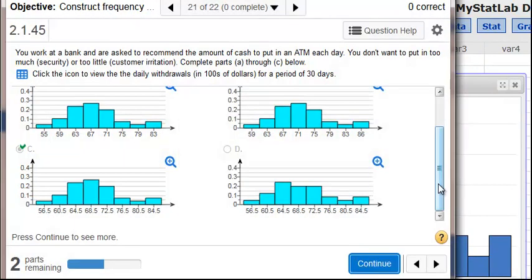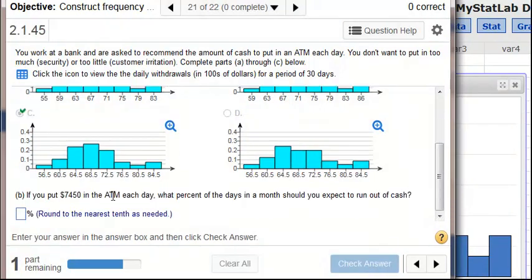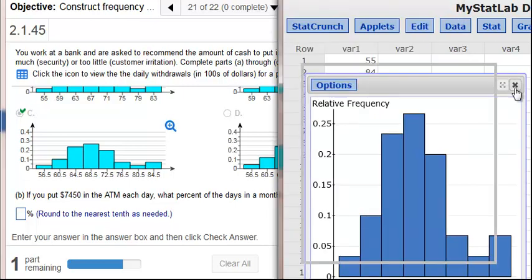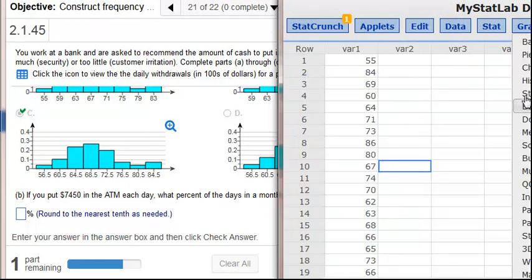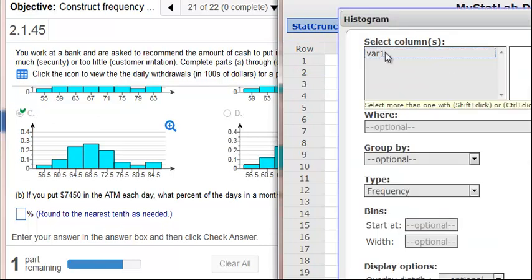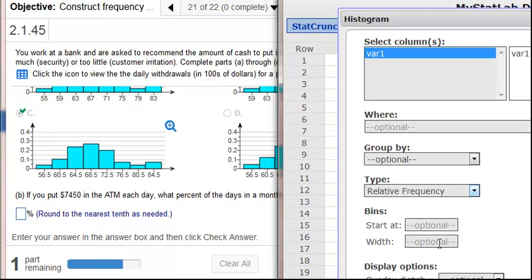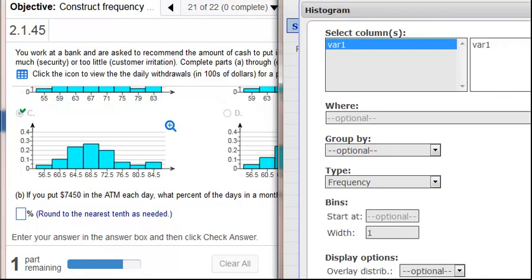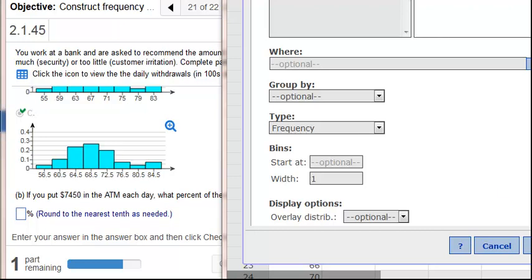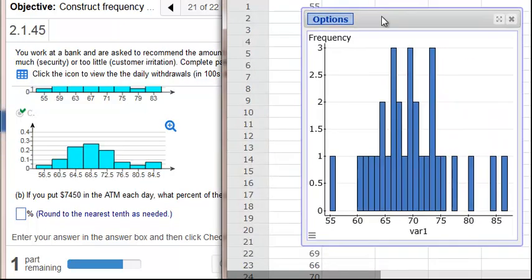The next task, we're asked to analyze the data. It says if you put in $7,450 into the ATM each day, what percent of the days of the month will you expect to run out of cash? All right, so for this question, I'm going to look at a different histogram. So I'm going to go histogram, and again, variable 1. This time, I'm going to do a relative frequency diagram. Actually, I'm going to do a frequency diagram, and the width I'm going to put in here is 1.